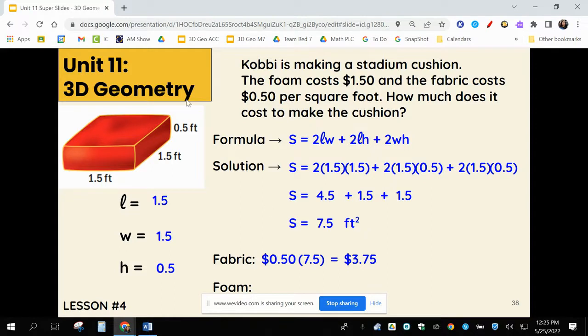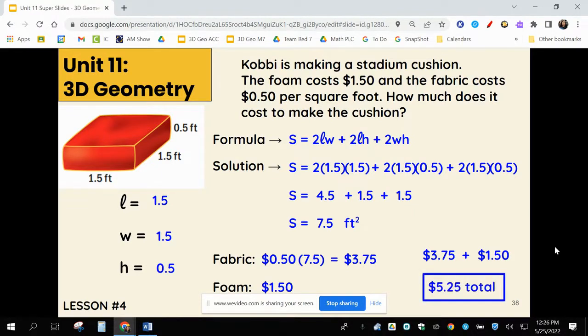The foam is just $1.50. It's like a foam insert. You buy them and they're like a rectangular shaped foam. So the total cost, you'd have to add them together. Here's the cost of the fabric that we found, and here's the cost of the foam. Go ahead and find out how much that is all together. All right, you should have found that it's $5.25 total.